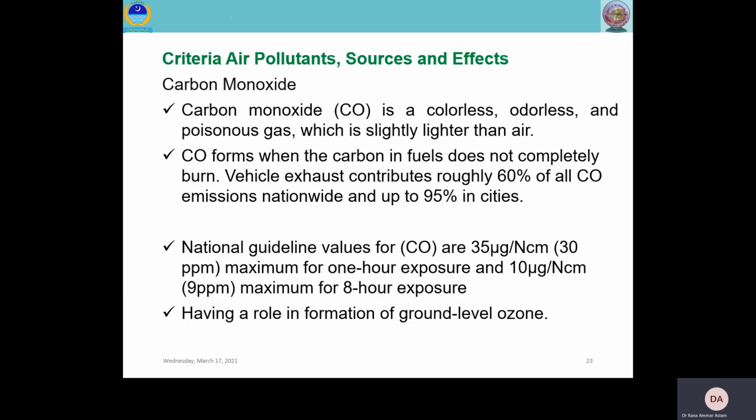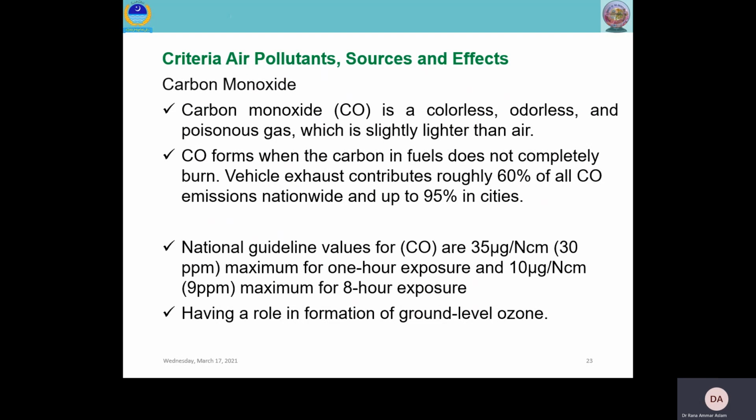The next pollutant is carbon monoxide. Carbon monoxide is also one of the major criteria pollutants. It is also very dangerous. It is a colorless, odorless, and poisonous gas, slightly lighter than air. It comes from natural as well as anthropogenic sources.